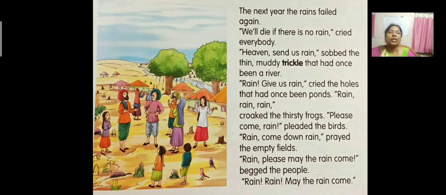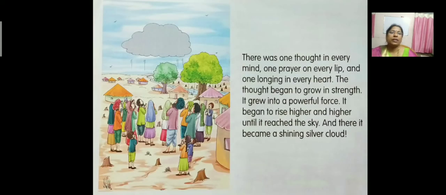Rain, come down rain. Even the empty fields, the fields in which a certain crop has to be raised, those fields are empty now. Without rain, without water, you can't grow fields, isn't it children? So even the empty fields prayed, rain, you come down. Rain, please, may the rain come, begged the people. Rain, rain, may the rain come. So even the people, you can see here in the picture, children, birds, frogs, everyone is looking at the sky, asking the rain to come down, and they are praying a lot.